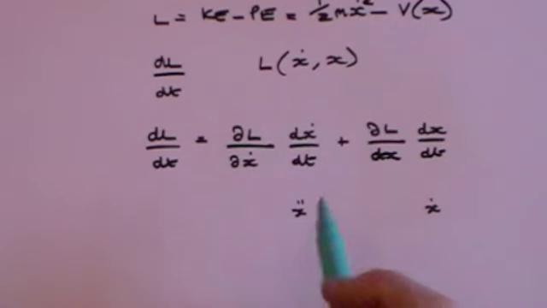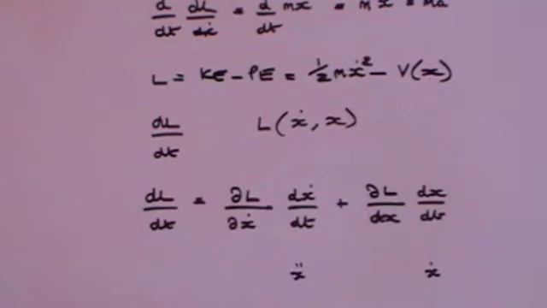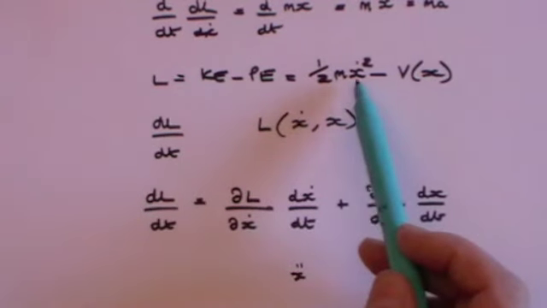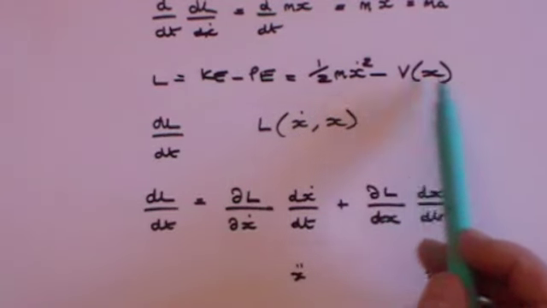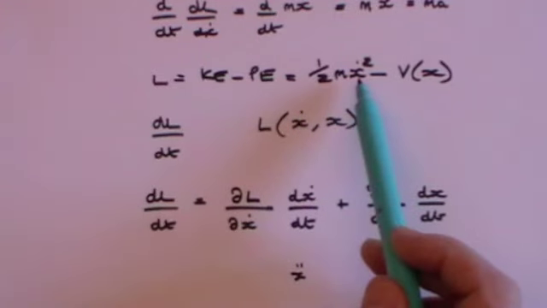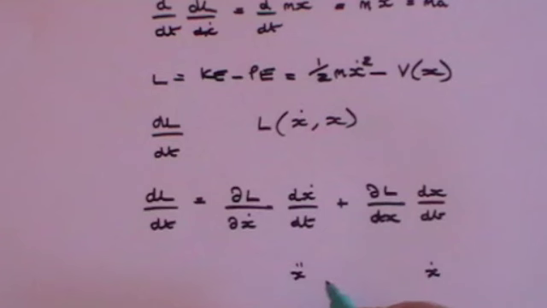What about dL by dx dot? Well, let's just remind ourselves, there's no x dot in this term here, so you get nothing from that. And the derivative of half m x dot squared with respect to x dot is of course simply m x dot. And m x dot is mass times velocity. And what is mass times velocity? Momentum, p.